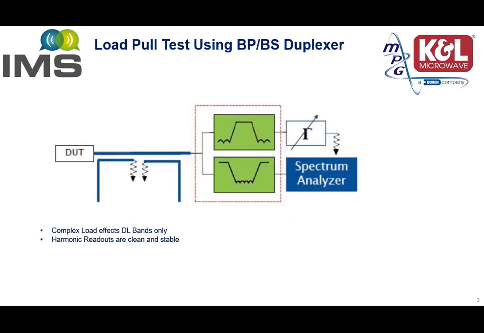Here is another example where we can use a bandpass, bandstop duplexer. For a load pull test, the amplifier is on the left and the idea is to change the load for the carrier so that we can observe the impact on the second and third harmonics. Positioning the complex load behind the bandpass will guarantee that only the carrier's frequencies are being modified. In this way, the spectrum analyzer again is safe to operate and carriers are prevented from entering the spectrum analyzer.